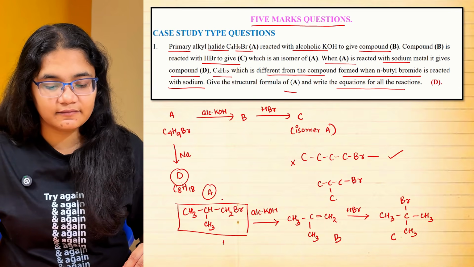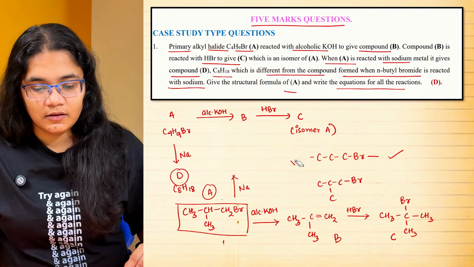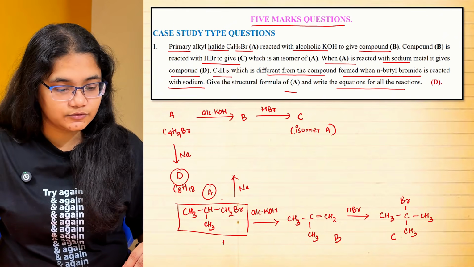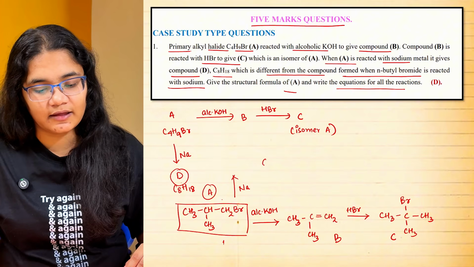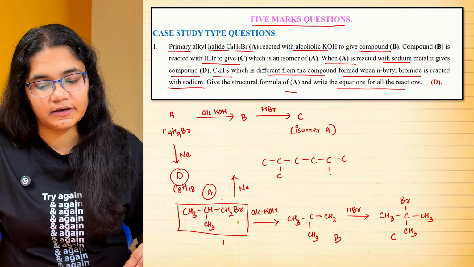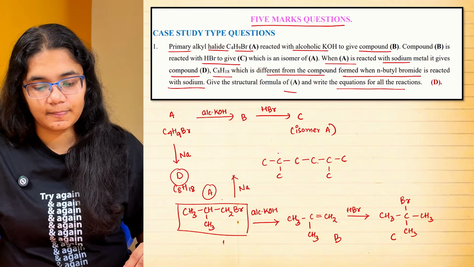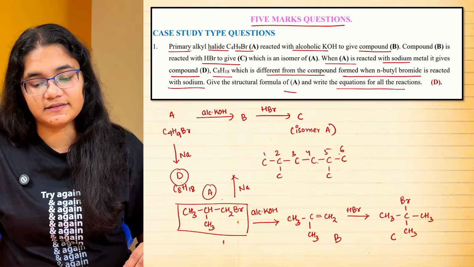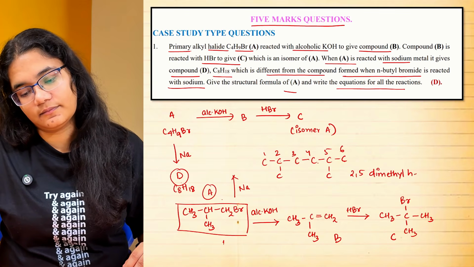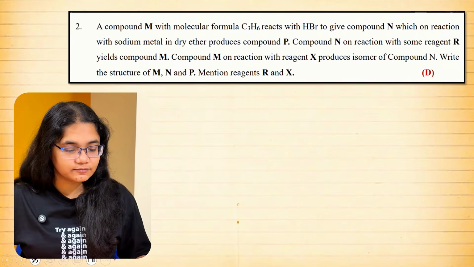Now when this one is reacted with sodium metal, that is your Wurtz reaction. I'll just clear this area so that I can write the product here. So what will this give me? This is the Wurtz reaction, so you will have a structure like this, and again the same structure will be repeated here. So I'll get 1, 2, 3, 4, 5, and 6 carbons. So 2,5-dimethylhexane. Okay, clear?